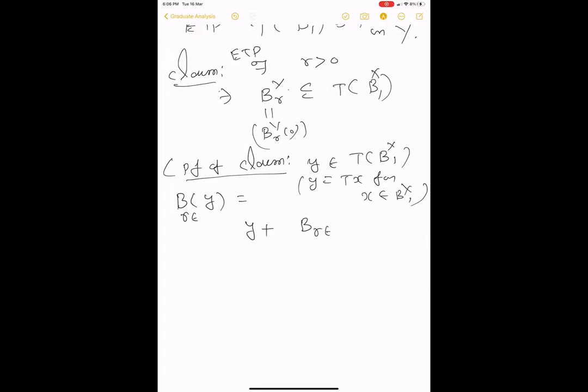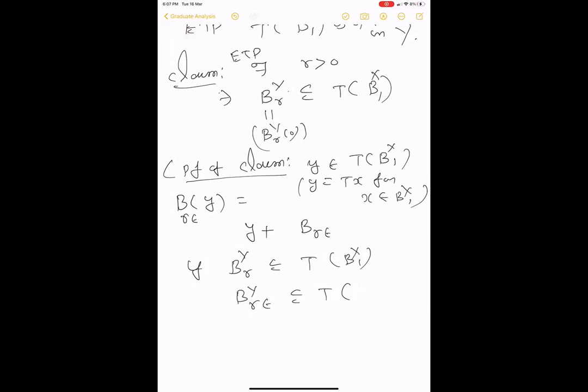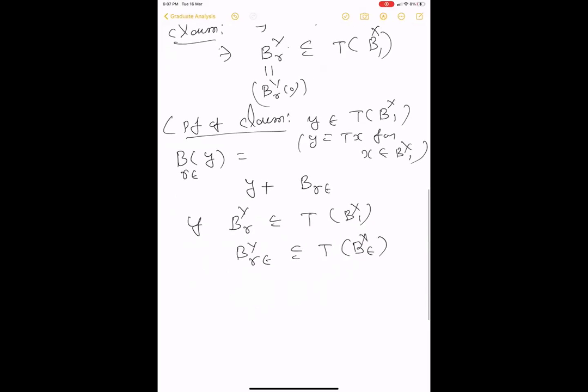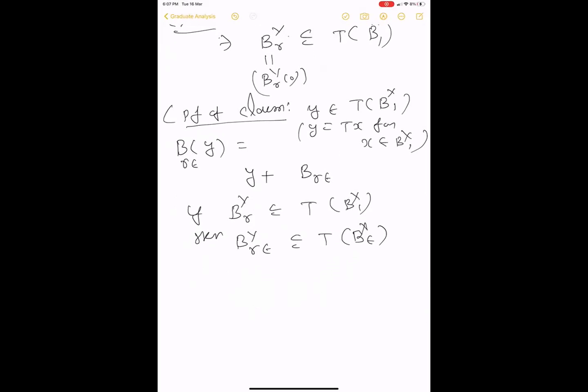Ball around r epsilon. Now if B(y, r) is contained in T of B(x, 1), then B(y, r epsilon) is contained in B(y, epsilon), right? Yes. So because of that, this is contained in T(x) plus T of B(x).